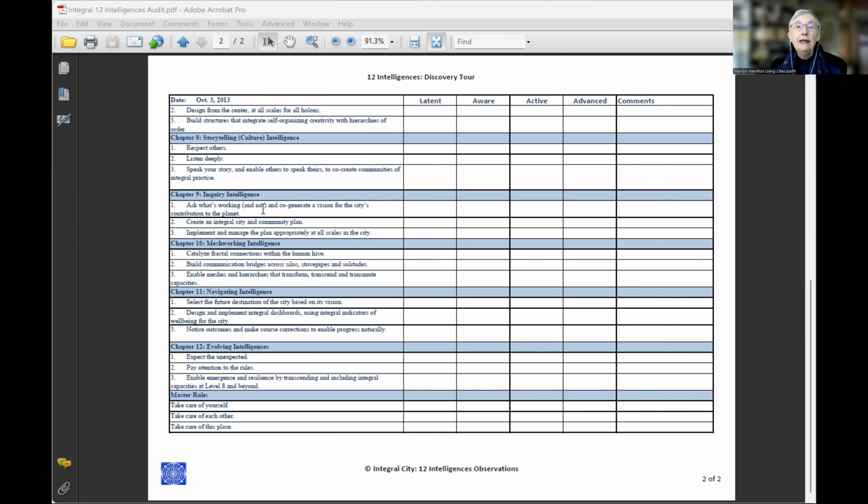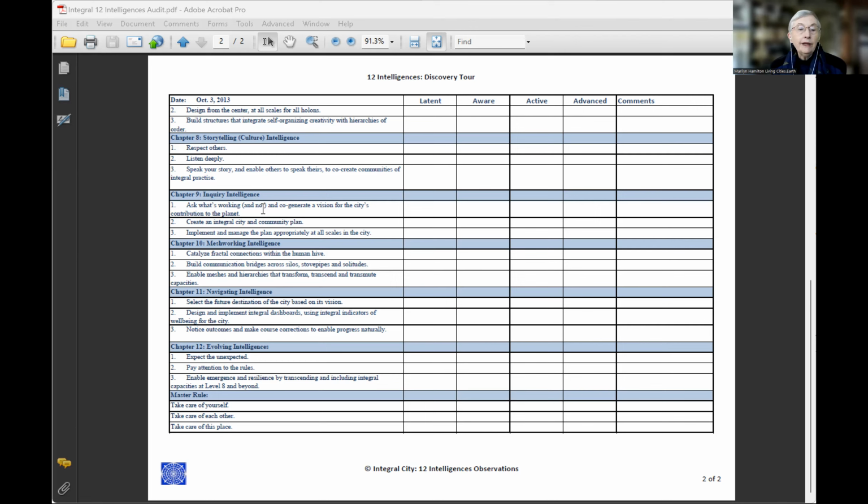And the last element of the navigating intelligence is noticing outcomes and making course corrections to enable progress naturally. Just exactly what I said, that we are doing the navigation in such a way that we're not eternally connected to something that cannot change. Life is far too dynamic, and we need to be able to course correct and share that information with others, which we can when we're navigating as a collective.